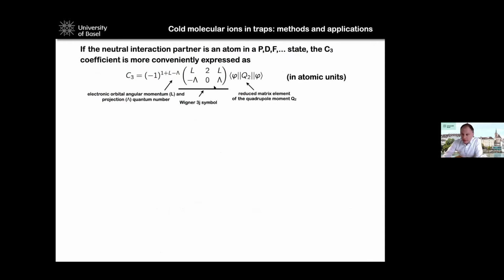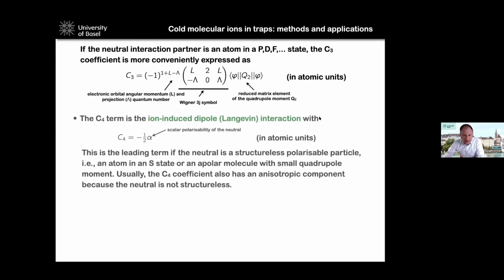If the counterpart is an atom in a P, D, F or higher angular momentum state, then one can calculate the C3 term from spherical tensor algebra and derive an expression like this. And one sees here that one has a Wigner 6-j symbol in this expression and the reduced matrix element of the quadrupole moment tensor. Okay, so with this you can calculate this multipole coefficient C2 and C3.